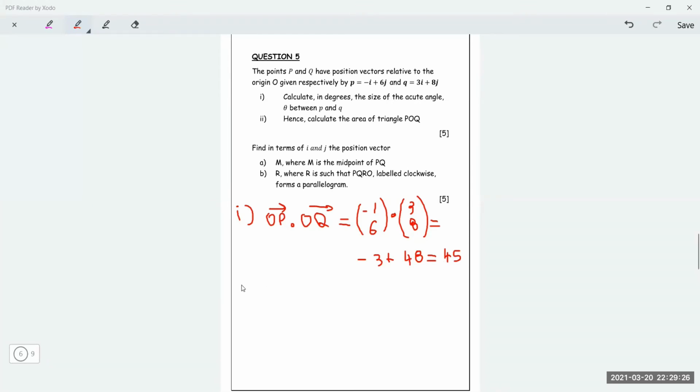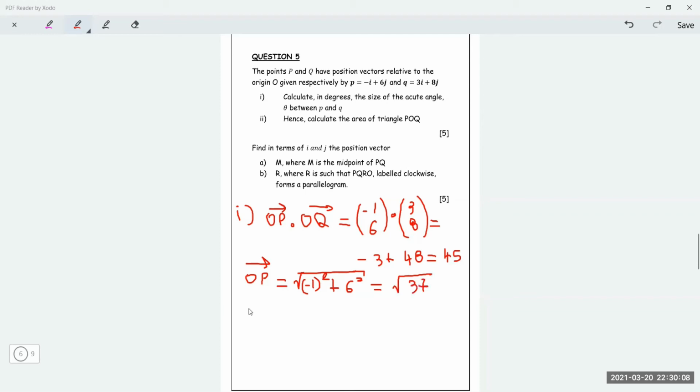Now that the dot product is 45, we also need the magnitude of OP. The magnitude of OP is the square root of -1 squared plus 6 squared. So when we work this out, -1 squared is 1, plus 6 squared is 36. So that works out to be the square root of 37. That's the magnitude of OP.